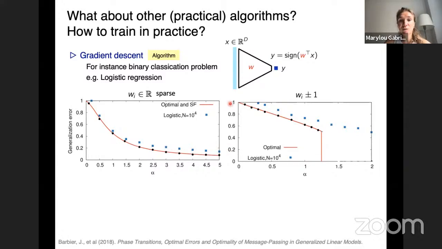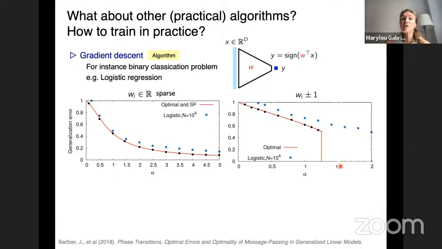And if we look at the binary case, we'll see that at the beginning it's not that far, but it completely misses the transition to perfect recovery. And of course, here we have binary weights, so logistic regression with gradient descent is going to be pretty bad because we need to project and so on. So it's somehow expected, but still we see that there would be enough information to have perfect generalization, and this is not achieved by gradient descent.